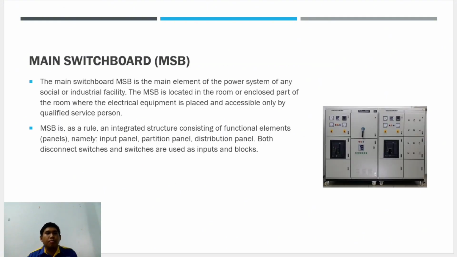Alright, main switchboard. The main switchboard or MSB is the main element of the power system of any social and industrial facility. The MSB is located in a room or enclosed part of a room where the electrical equipment is placed and accessible only by a qualified service person. The MSB is an integrated structure consisting of functional elements, namely input panel, partition panel, and distribution panel. Both disconnect switches and switches are used as inputs and blocks.